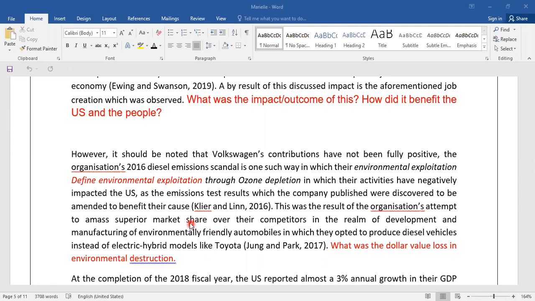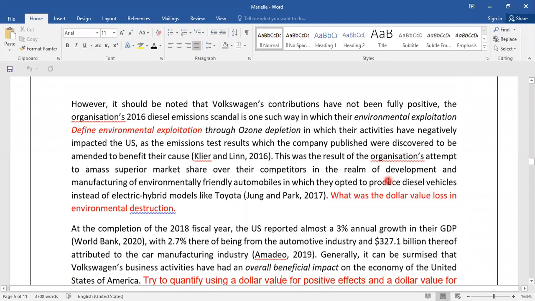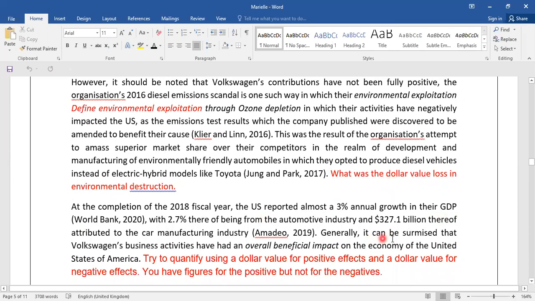Now, if you had a value, that could be really useful. You had a value for the positives, 80 million. And if you could try and find a value for the negatives, that would be really ideal, because now you can quantify, you can say it can be surmised that Volkswagen's business activities have had an overall benefit. Now, what you did, Mariel, you did say, yes, these are the positives. There's 3% annual growth. There was 300 billions in their contributions to the auto sector. Yes, all of that is good.